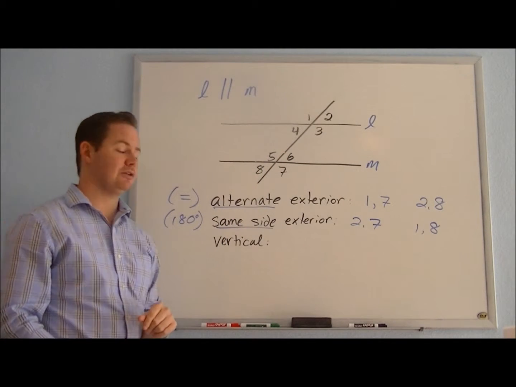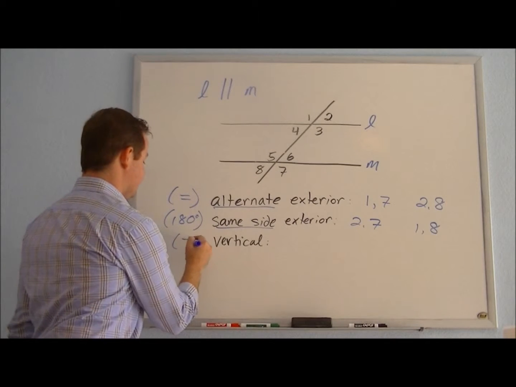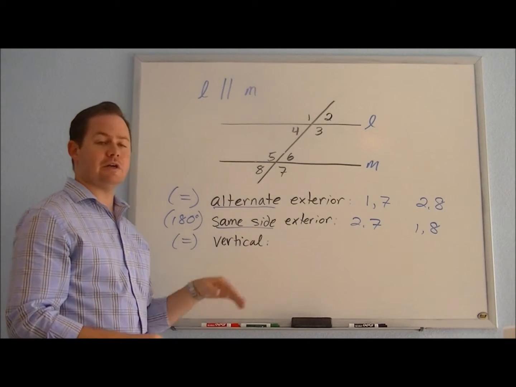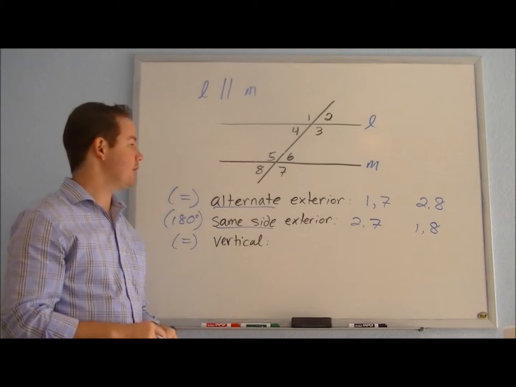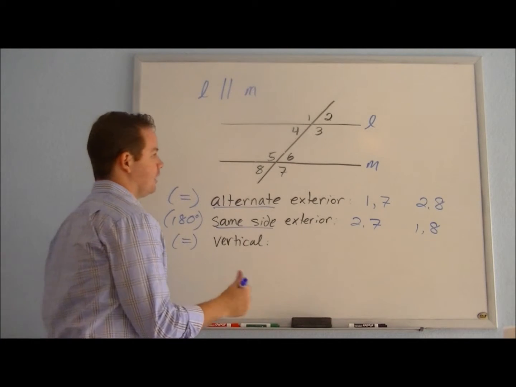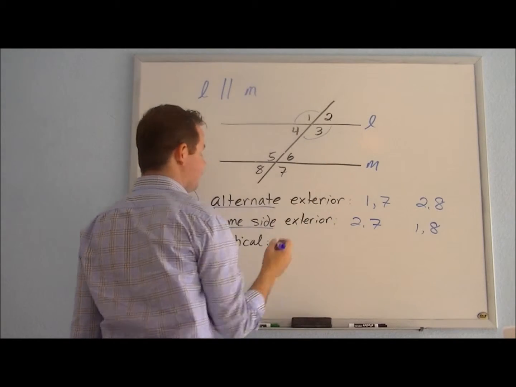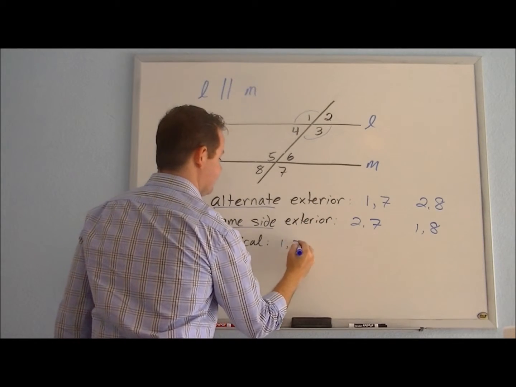Lastly, vertical angles. Vertical angles will have equal measures to each other, and vertical angles are angles that are basically just across from one another. Vertical angles are directly across. So for example, something like angle 1 and angle 3 would be a good example of vertical angles.